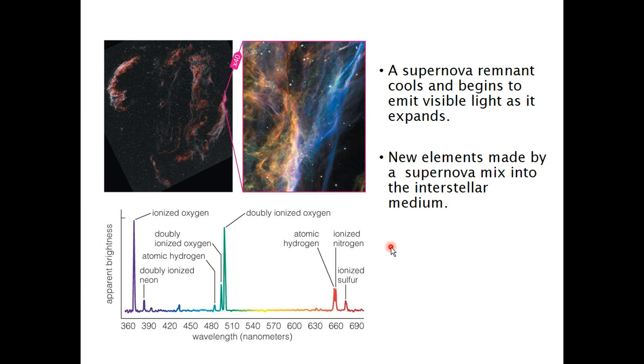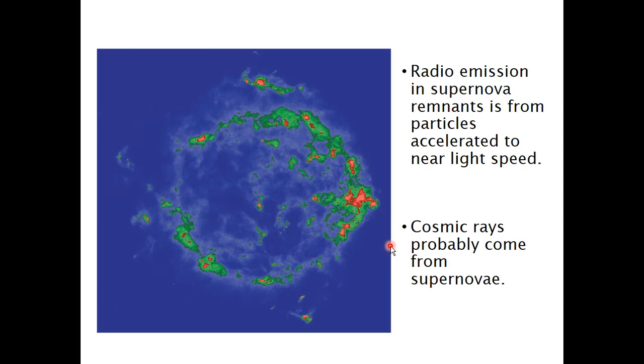And as the remnant cools, you start to see it in visible light. When it goes off, it's going to radiate at X-rays and gamma rays. But as it cools, you'll start to see the remnants in visible light, and it'll continue to cool down. Eventually, you'll see other forms of radiation. Radio emission will occur because you're taking charged particles and accelerating them at high speeds.